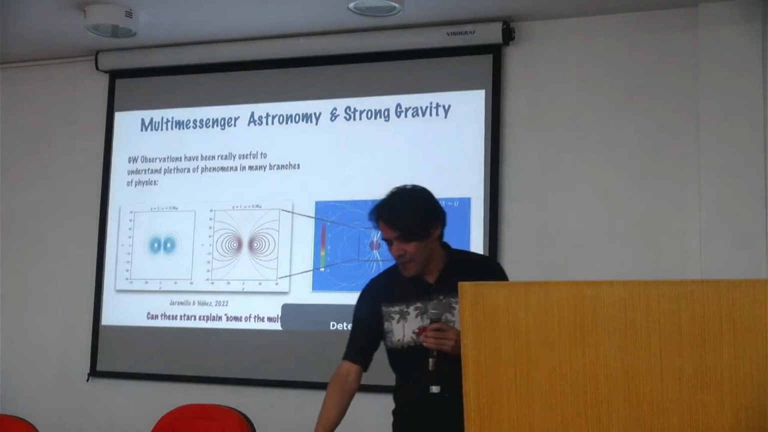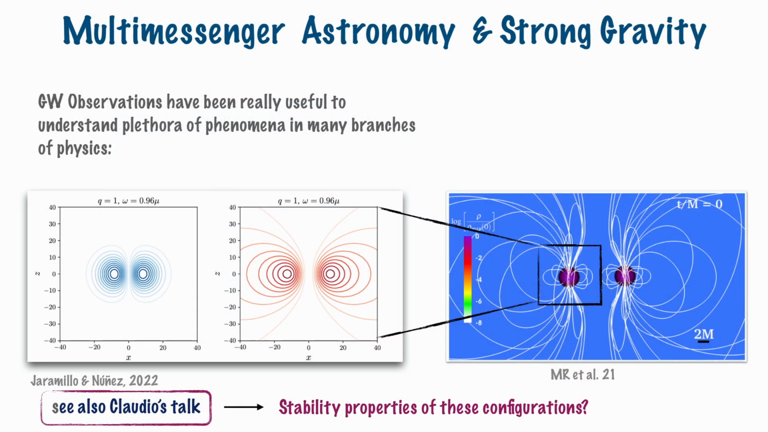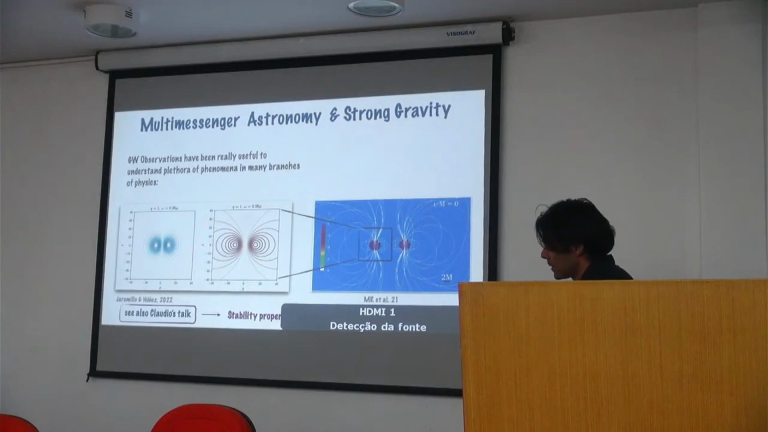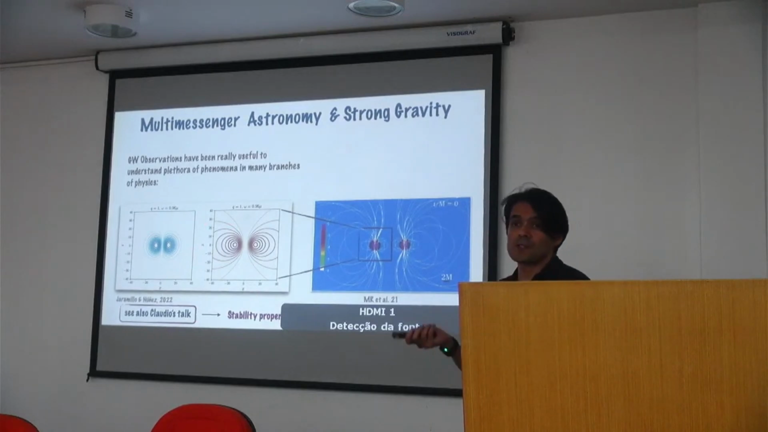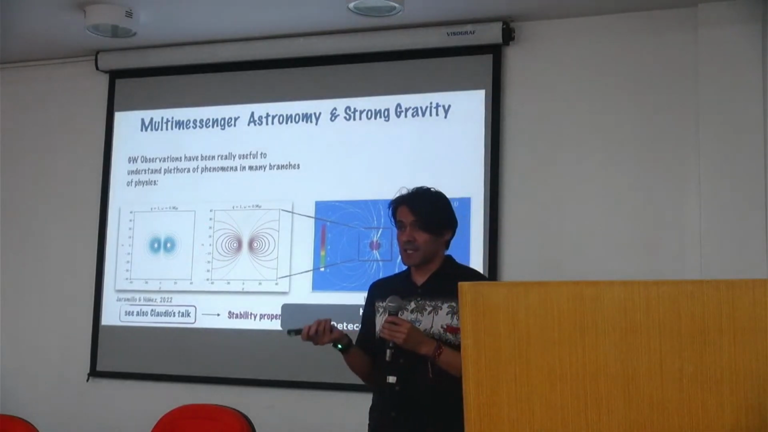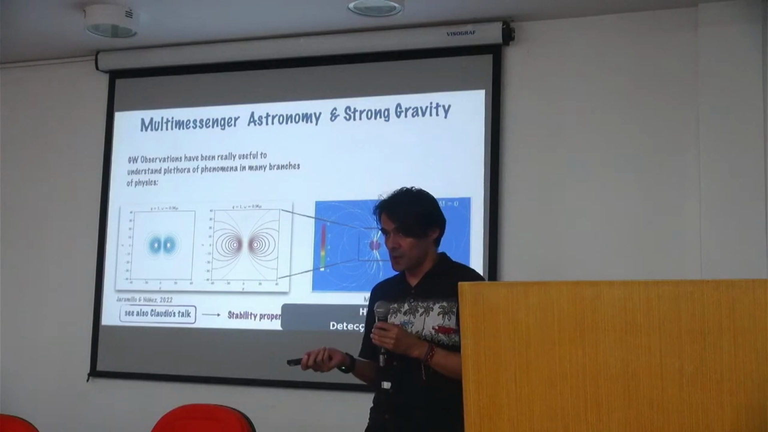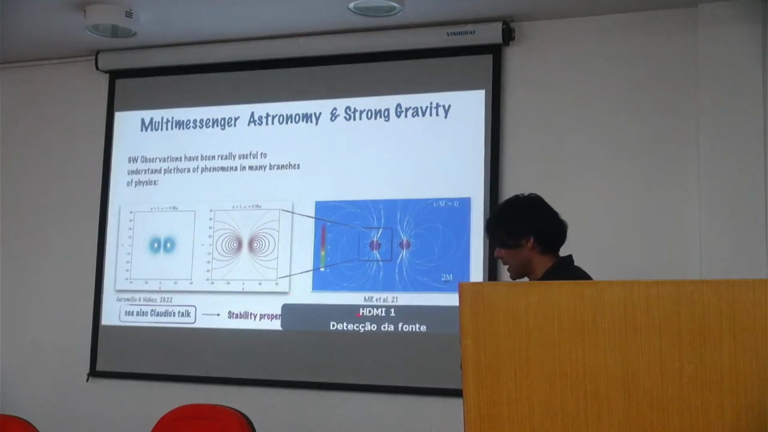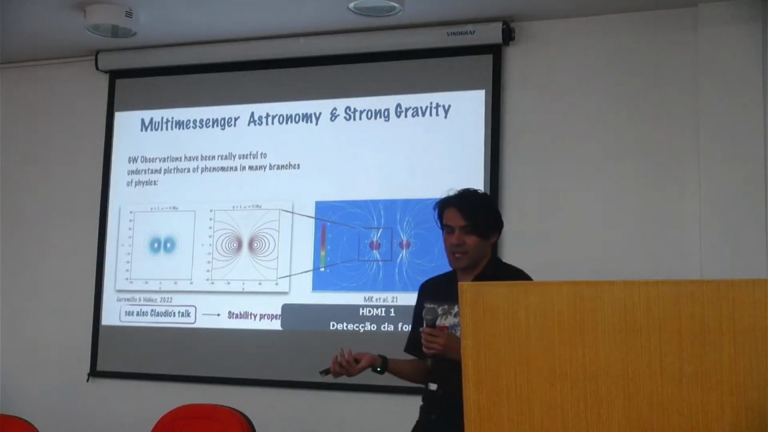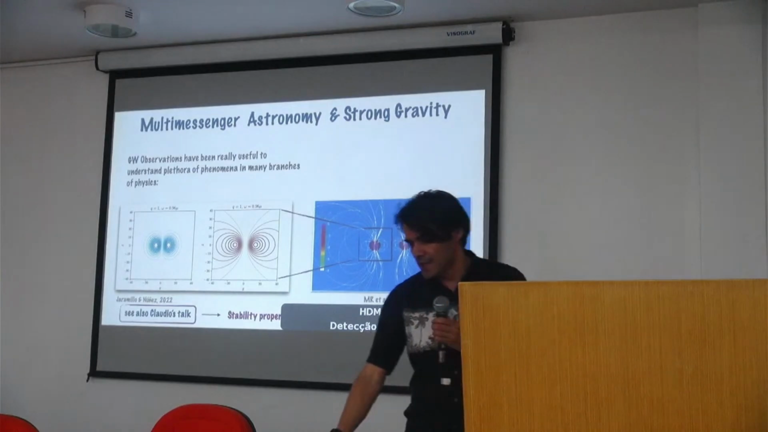Now, if you recall what Claudio was saying, in order to study the merger of these objects, the first thing that you need to do is study the stability. What are the stability properties of these objects? And this is what I'm going to do now. I'm just going to study the properties of these stars.